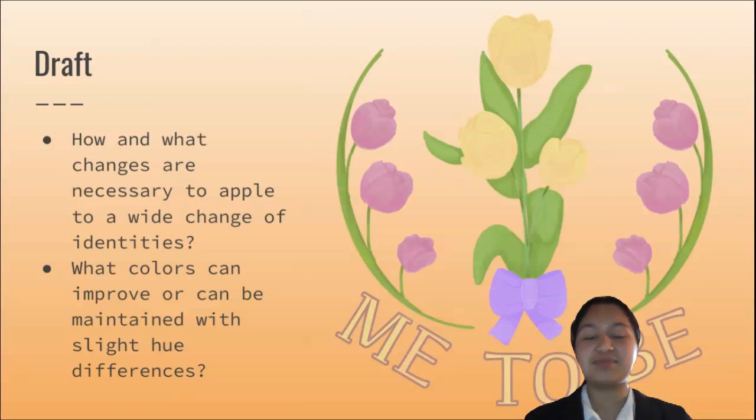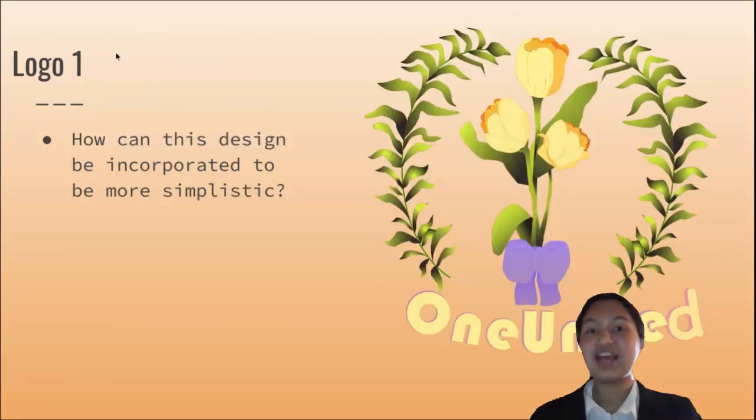And also the colors, as I mentioned before, many of the colors seem stale, especially the yellow. And the purple seemed the brightest out of the green. It seemed lacking, especially in hue and duration. This is the final logo design we have. One United was changed from Me to Be.